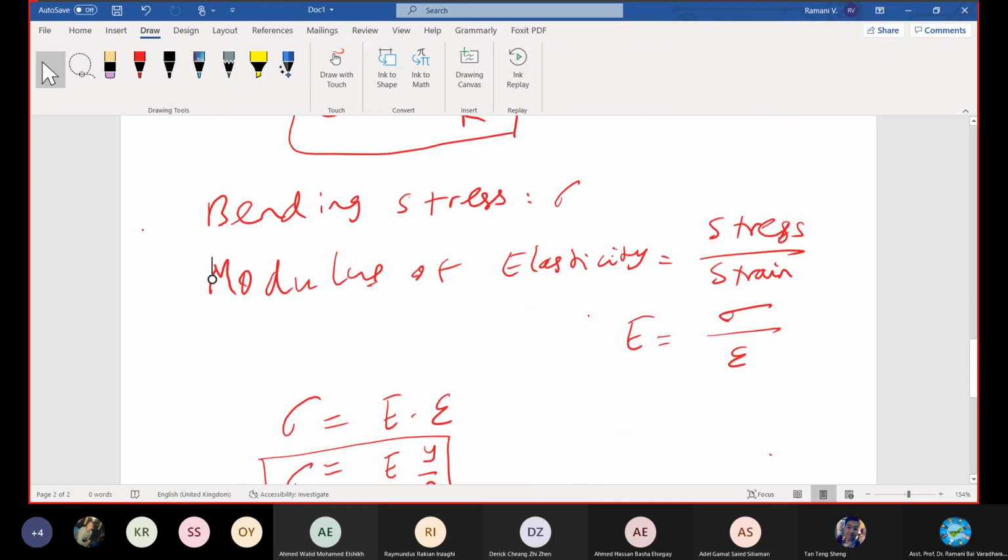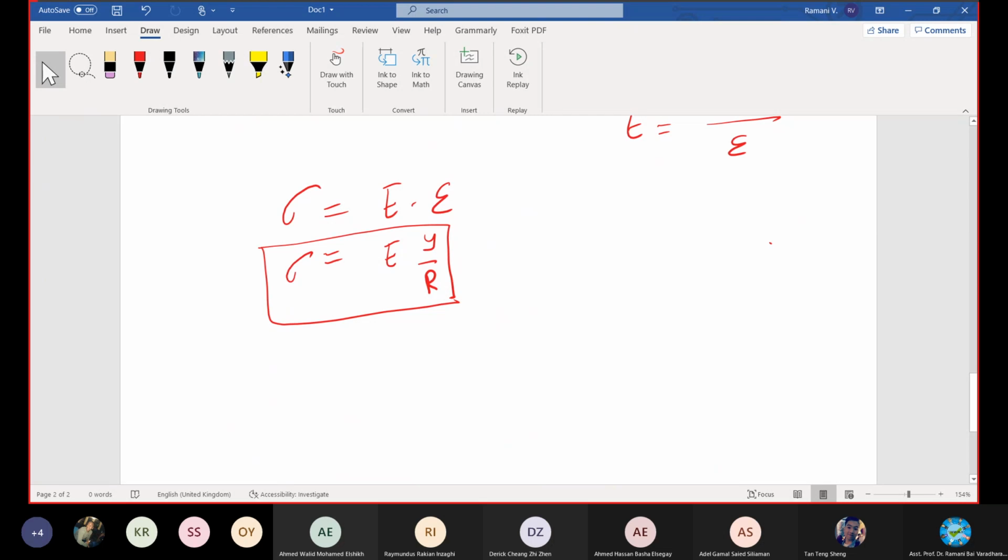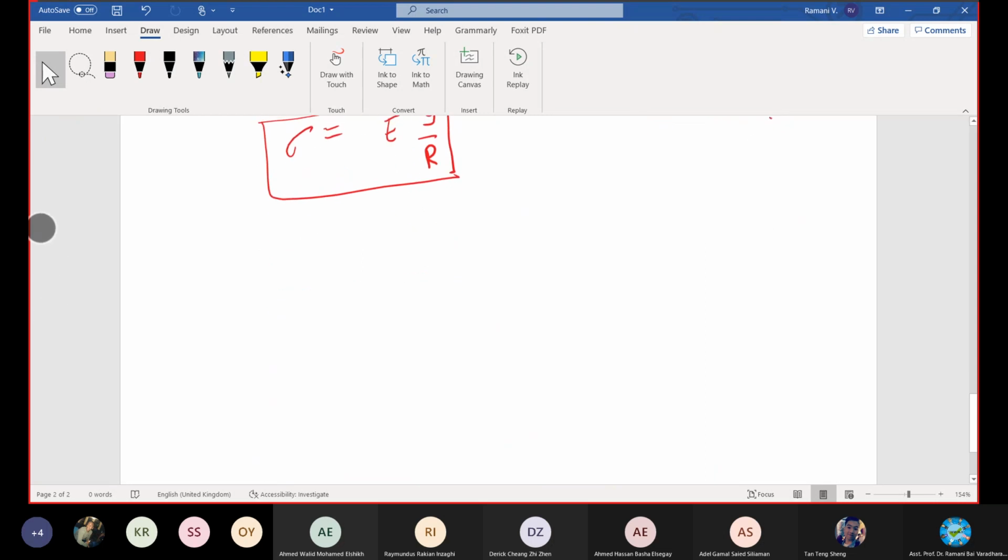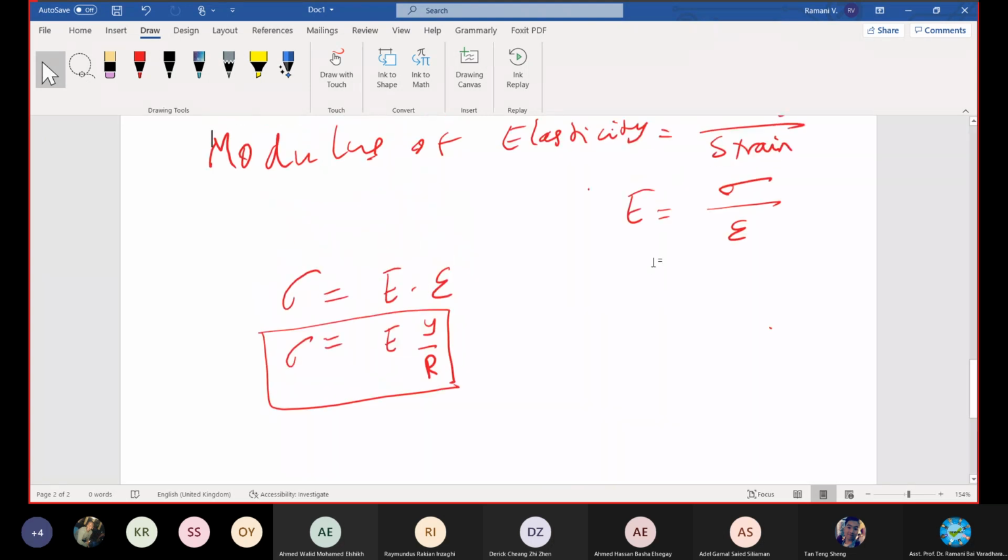We found the strain value, we found the stress value. Next let's find out the bending or flexural equation. Let's recall another set of formulas. Take the cross section, just a small cross section.